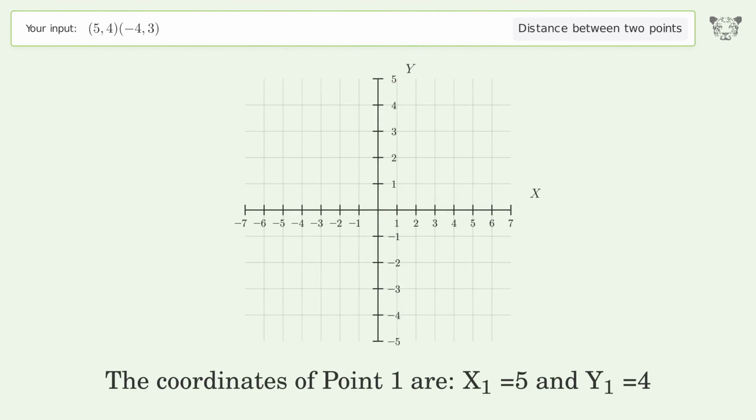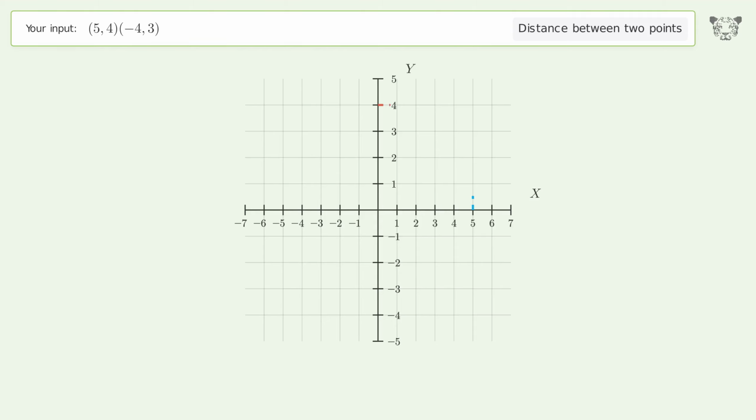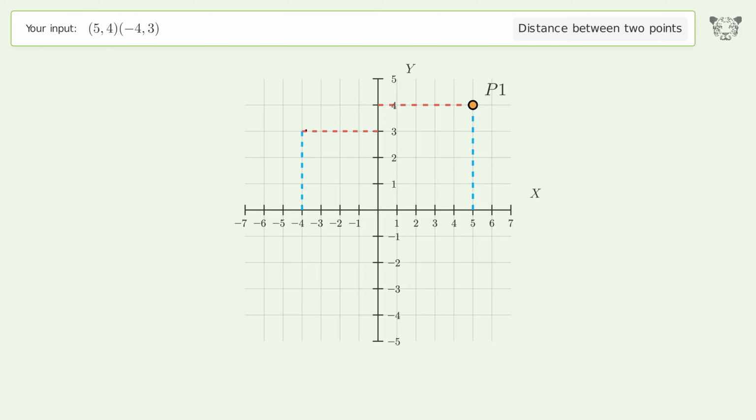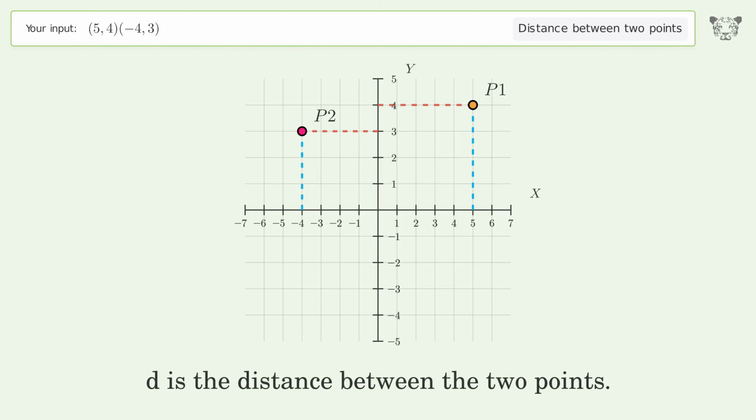The coordinates of point 1 are x1 equals 5 and y1 equals 4. The coordinates of point 2 are x2 equals -4 and y2 equals 3. D is the distance between the 2 points.